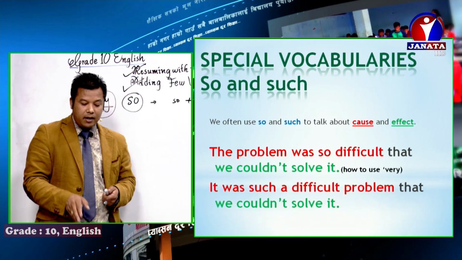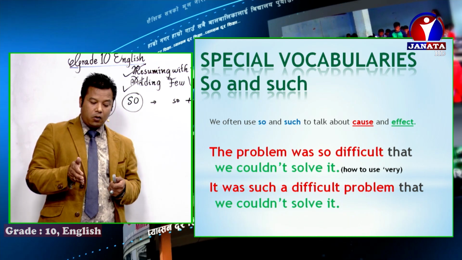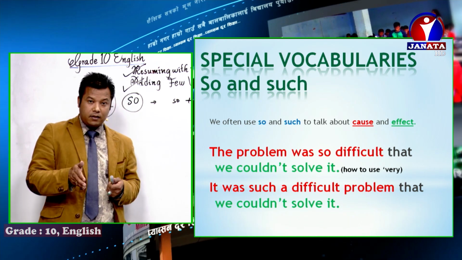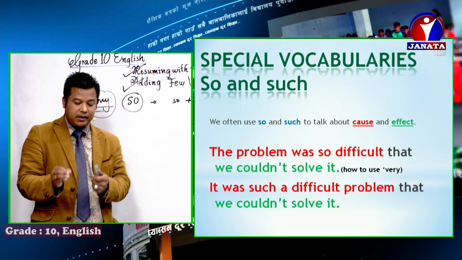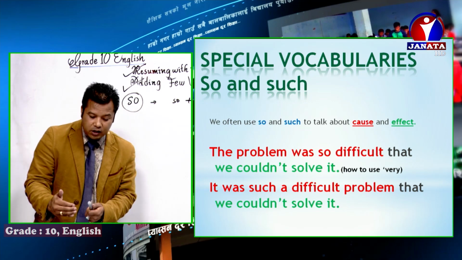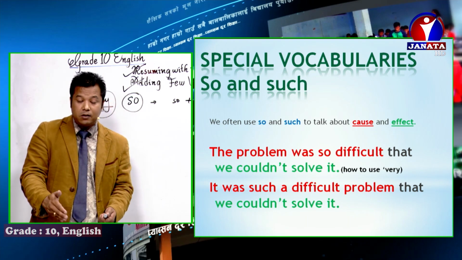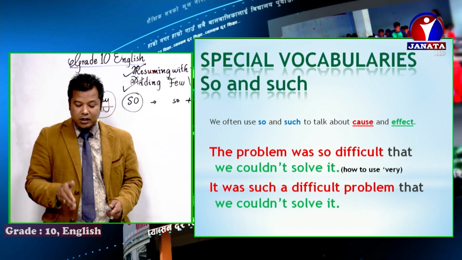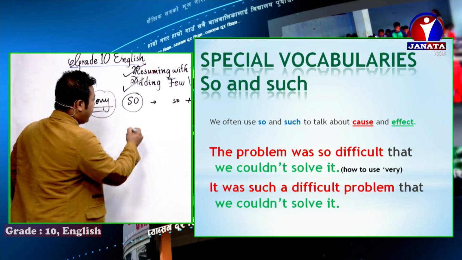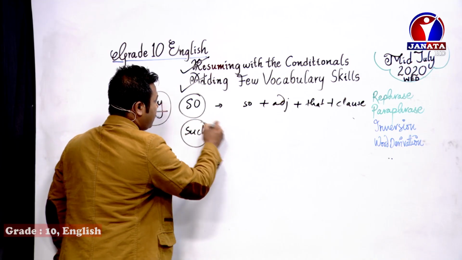More examples. Now, if I use such instead of so, what are some changes that take place in my sentence? See, it was such a difficult problem that we couldn't solve it. The clause remains the same, that we couldn't solve it. But look at the changes. It was such a difficult problem. And with that, when I use such, what have I brought?